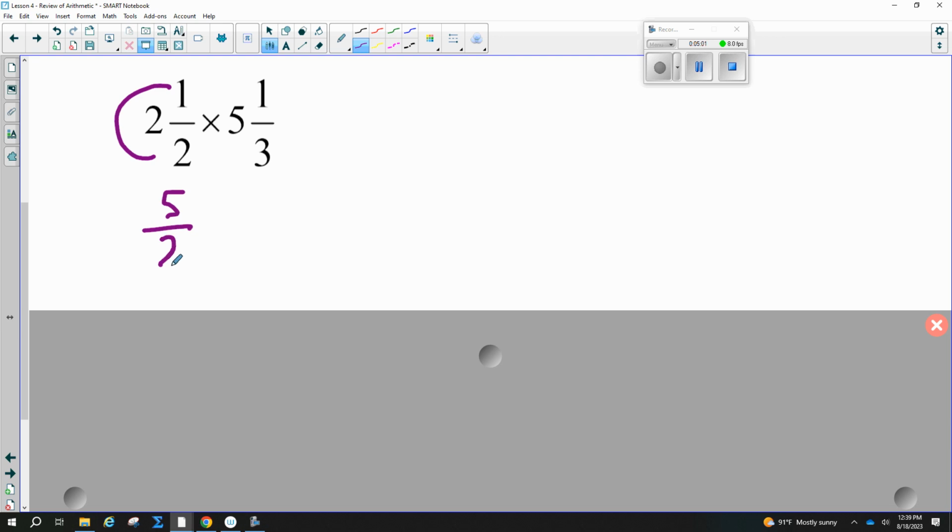Good. Okay, we do 3 times 5 is 15 plus 1 is 16 thirds. Okay, you multiply and then add. All right, now I look to cross cancel, and let's just do 2 goes into 2 once, 2 goes into 16 8 times, and then multiply straight across.